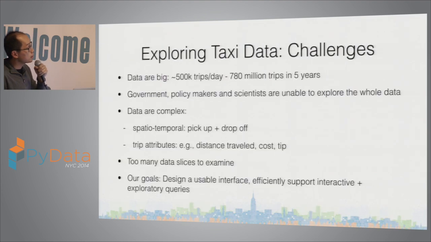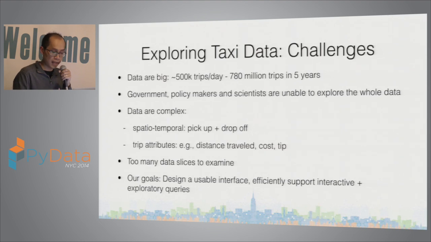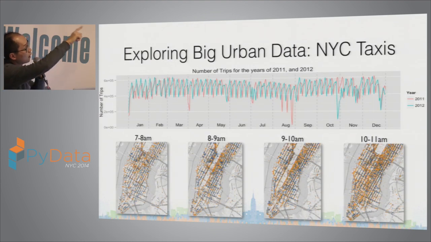So during the 5 years, they had collected 500,000 trips per day. So it adds up to almost 800 million trips for the entire period. And if you notice this plot on the top, very simple, but it took us 20 minutes using Python code to scan through the entire data on a single laptop to produce that plot.